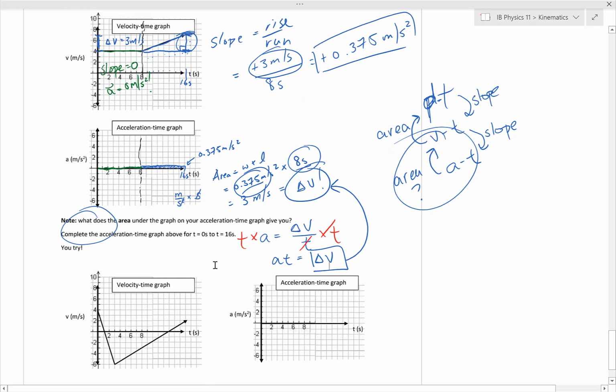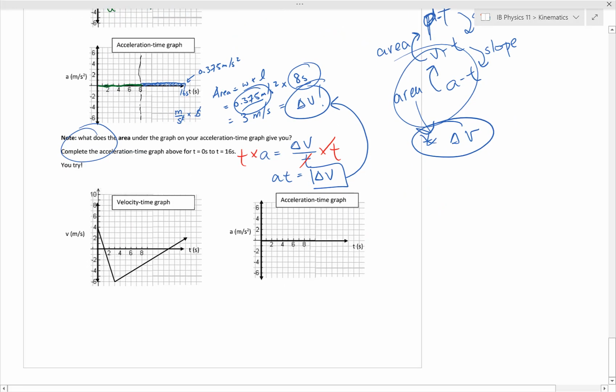Isn't that cool how everything just makes sense? That's the amazing thing about physics: everything makes sense and it's all very logical, everything's connected, and the concepts are tied closely together. Okay, so that's the area underneath the acceleration time graph. It gives you the change in velocity.